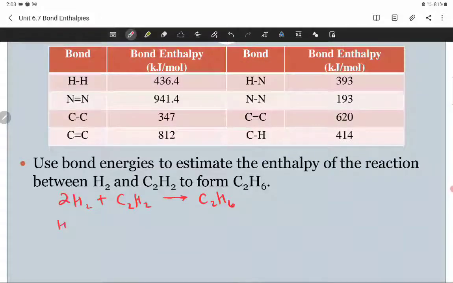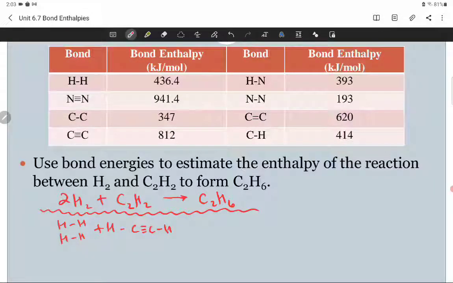So we have an H to an H. We have another H to an H. Let's kind of separate this. We have an yne, that's a triple bond. And then anes are single bonds.